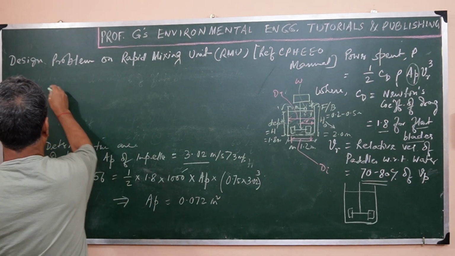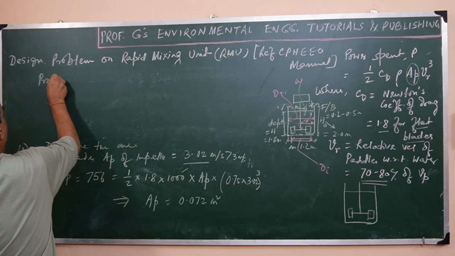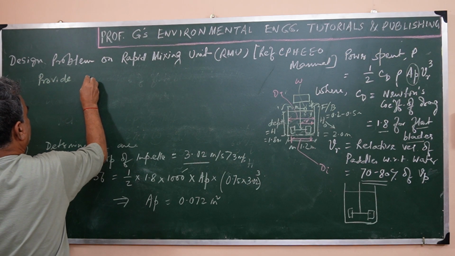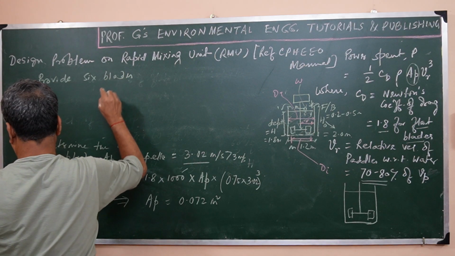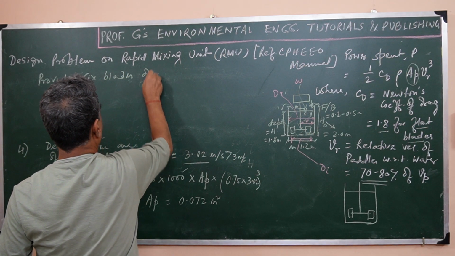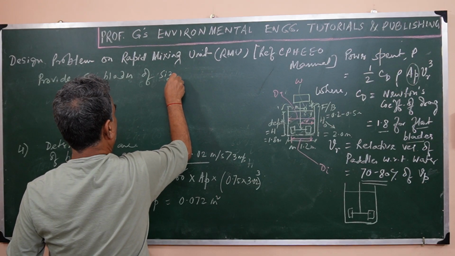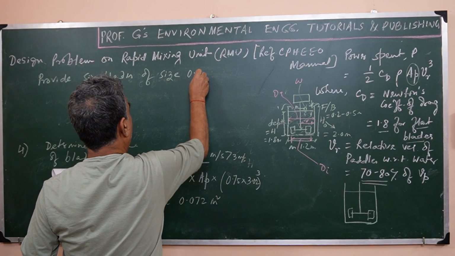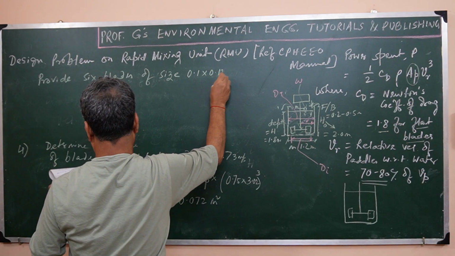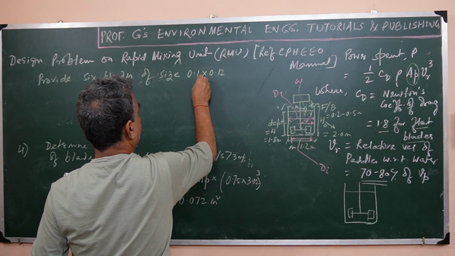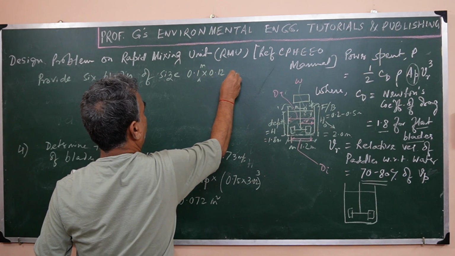So provide 6 blades of size 0.1 into 0.12. This is this much, meter by meter. Say this is meter by meter.